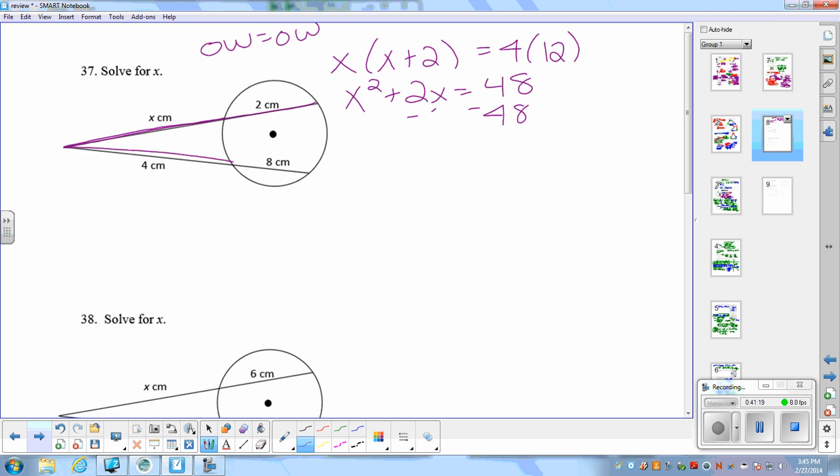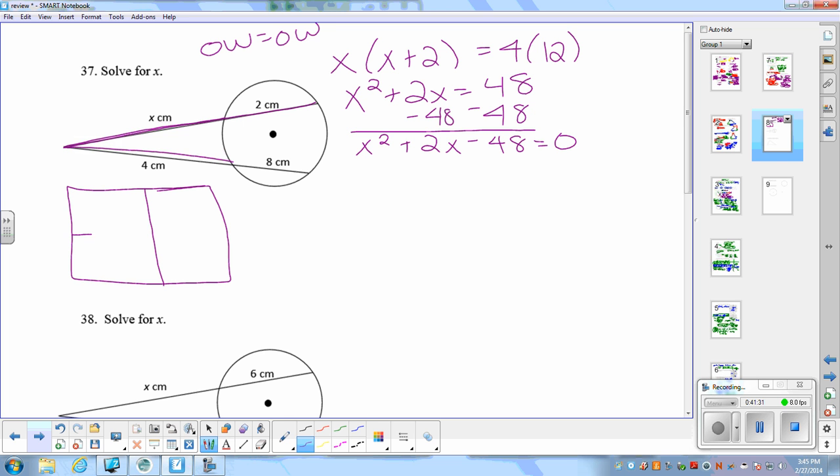I need to make this equation equal 0 since I have no like terms to move around and combine, which means I'm going to factor this. So I set up the box. I need two numbers that are going to add to 2 and multiply to negative 48. Well, I know 8 and 6 multiply to 48, and since I need this to be positive, I need my 8 to be positive, my 6 to be negative. So I fill in my table, x squared, 8x, negative 6x.